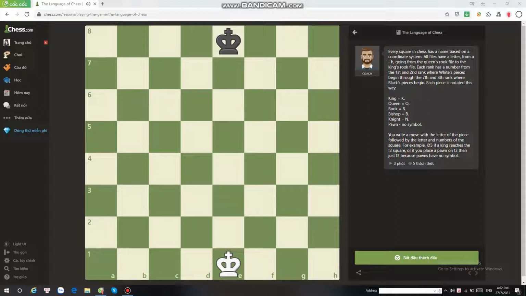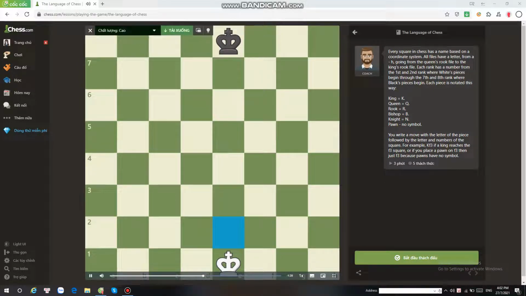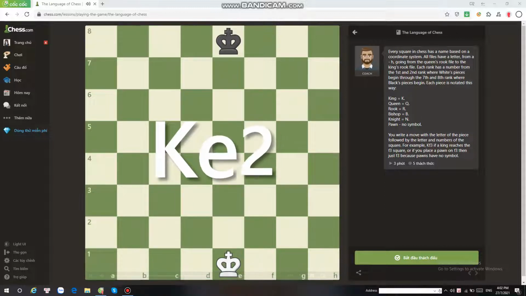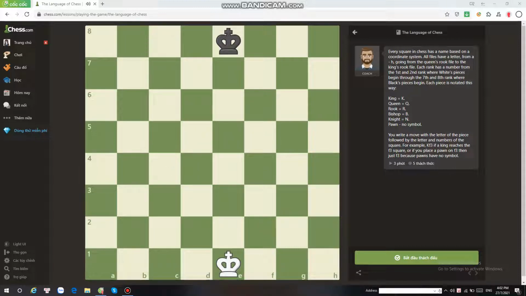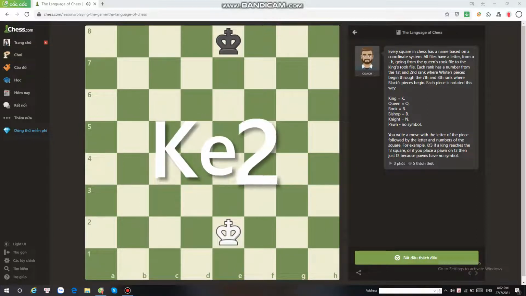Each piece has its own letter for chess notation. In this example, the king's letter is a capital K. With white to move, let's say the king is going to move to the e2 square. The way we describe that move is by saying the piece's letter first, which is capital K, then the square it moves to, e2. Remember, a piece always begins with a capital letter, and the square is always lowercase. So after the move, king e2, putting it all together, we say Ke2.